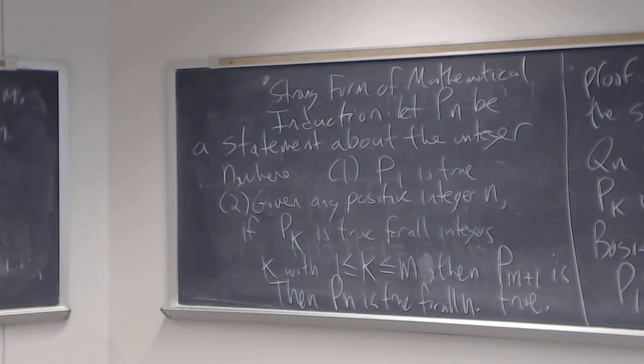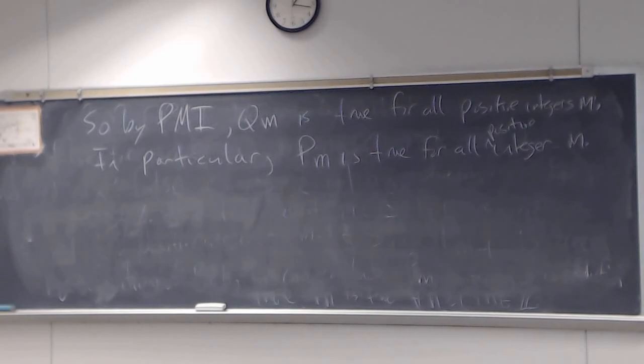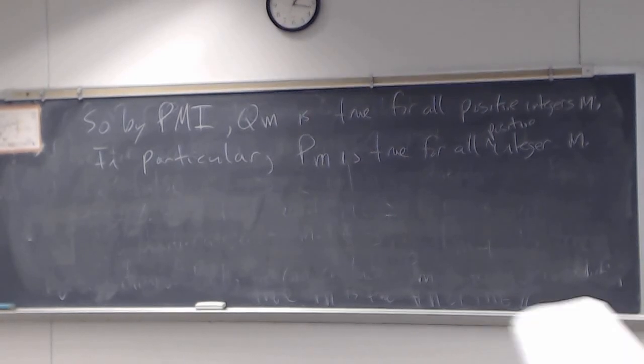So that's called strong because in the inductive step, instead of assuming one statement, Pm being true, you get to assume m statements are true: Pm is true, Pm minus 1, Pm minus 2, etc. And the classic use of this, we'll see shortly, involves the fundamental theorem of arithmetic. And so we'll introduce some notation for that, and some definitions.